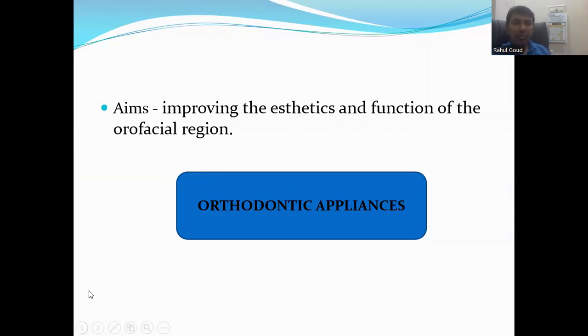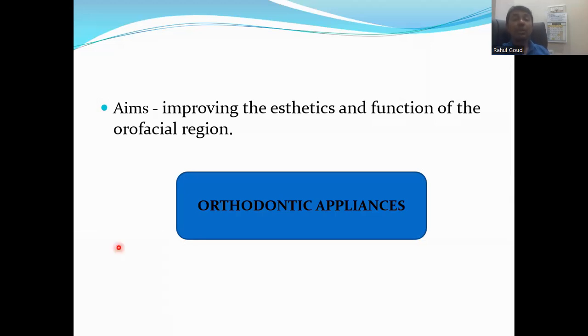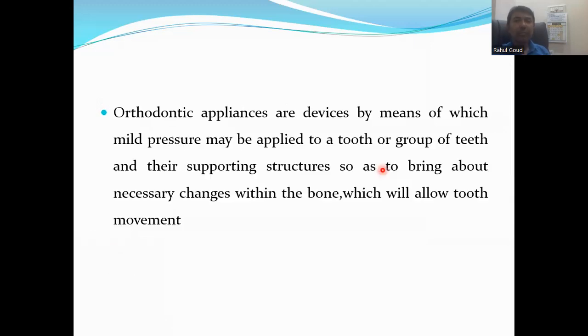In order to improve the aesthetics and function of the orofacial region, we need to apply forces onto the tooth by means of certain appliances. And these appliances are termed in general as the orthodontic appliances. So what is an orthodontic appliance? Orthodontic appliances are devices by means of which mild pressure may be applied to a tooth or group of teeth and their supporting structure so as to bring about necessary changes within the bone which will allow tooth movement.